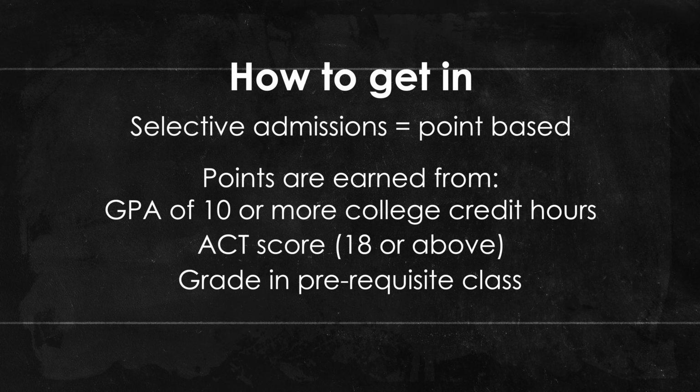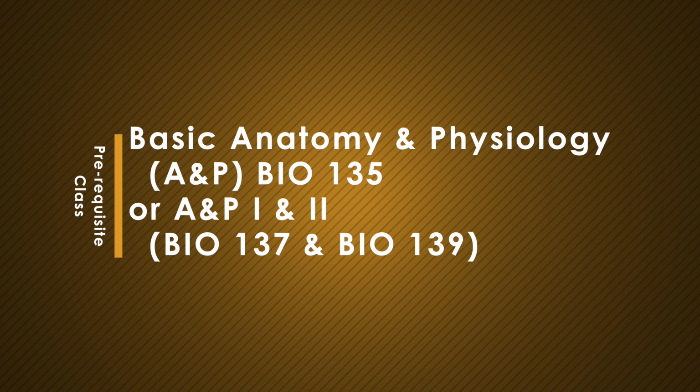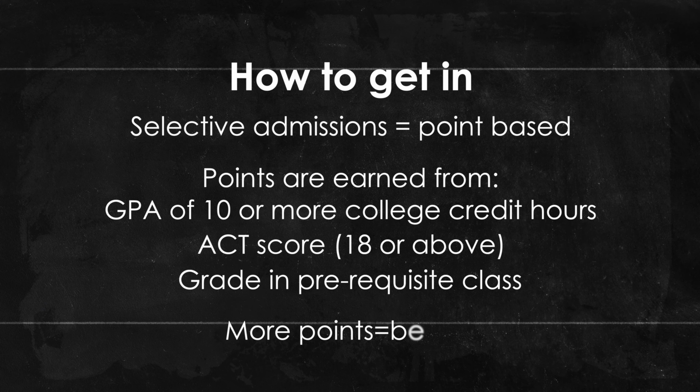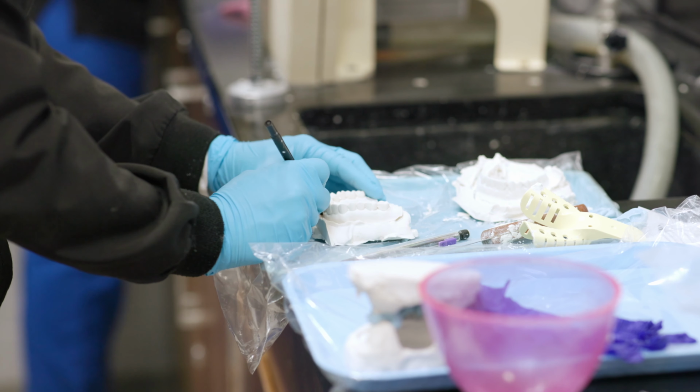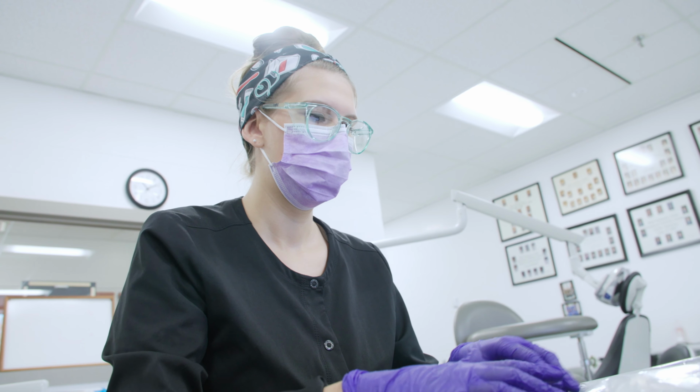The prerequisite course for our program is anatomy and physiology. You have 2 options for this. You can either take the Bio 135 with a C or higher, or Bio 137 and Bio 139. That's A&P 1 and A&P 2. That's your option, which you'd like to choose. We do recommend the Bio 135. And again, that has to be completed with a C or higher. The more points, the better. Again, you're competing with the people who are applying the same year you are. There is no magic number to get in. It's just your job to make sure you have a great GPA, get good grades in A&P, and hopefully have a great ACT score to be competitive.